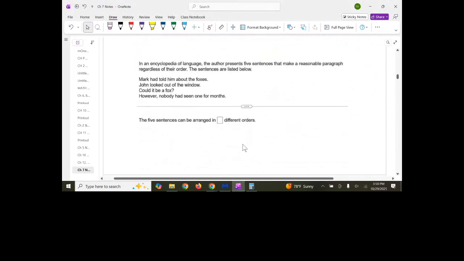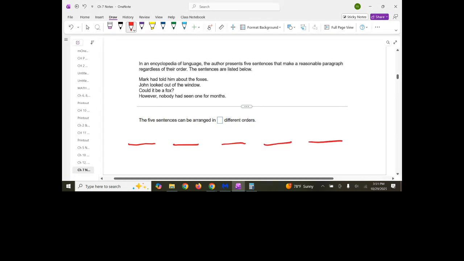All right, let's take a look at this next one. It says, in an encyclopedia of language, the author presents 5 sentences that make a reasonable paragraph regardless of their order. The sentences are listed below. Mark had told him about the foxes. John looked out the window. Could it be a fox? However, no one had seen one for months. So what they're telling me is we're going to organize those sentences and we can put them in how many different ways.